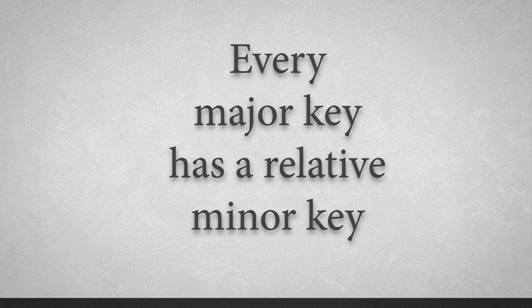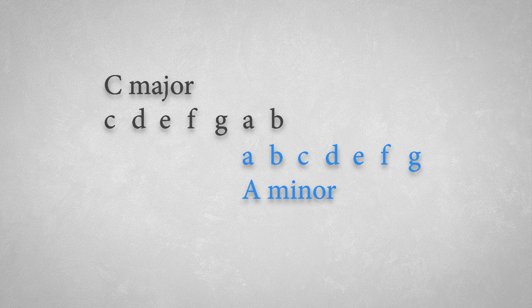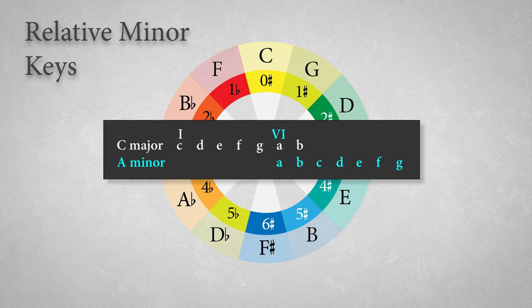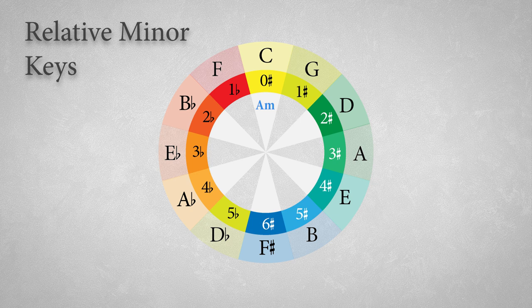Every major key has a relative minor key. The minor key will start on the sixth note of a major scale, as we've just seen. So let's see what minor scales emerge from the major scales we've put in the circle of fifths. Now, as we've seen, the sixth note in the key of C major is the note A. So A minor is the relative minor key of C major. They use the same tonal material, same notes, only the start note is different.